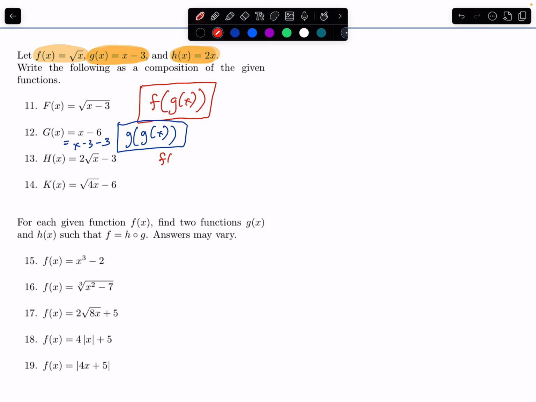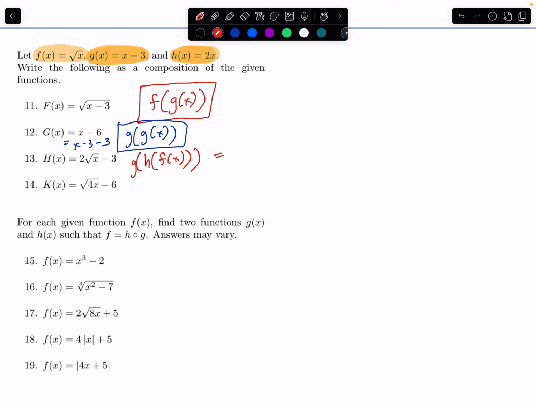Square rooting first, that would be f of x, right? Next would be doubling, that's h of x, so h of the result. Then next is subtracting 3, so that would be g of that result. So this should be my composite function. I said that wrong. G of h of f of x.